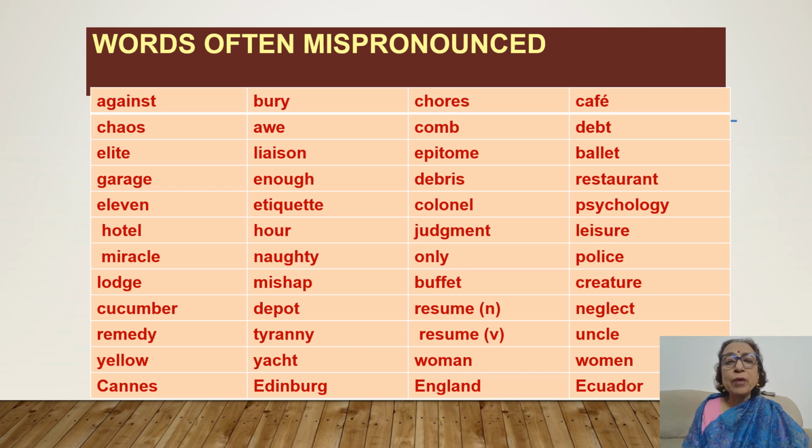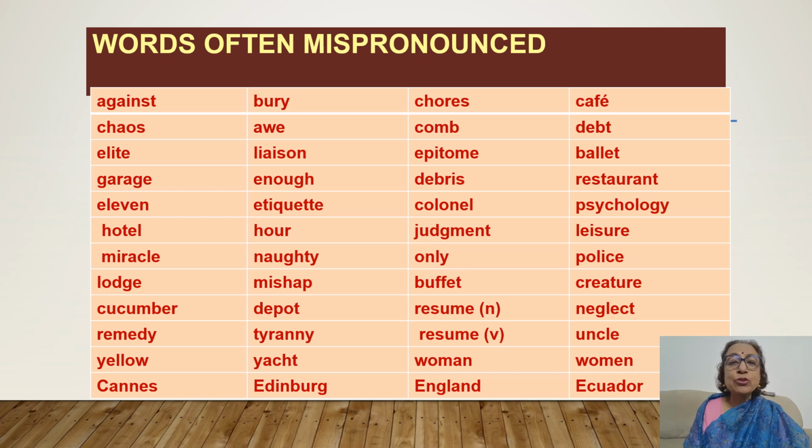You have to go on practicing it. And then as we go ahead in the lessons of pronunciation, you will understand why the word is mispronounced and how it can be correctly pronounced. Let us go to the first word, against. Here it is a consonant cluster, against.